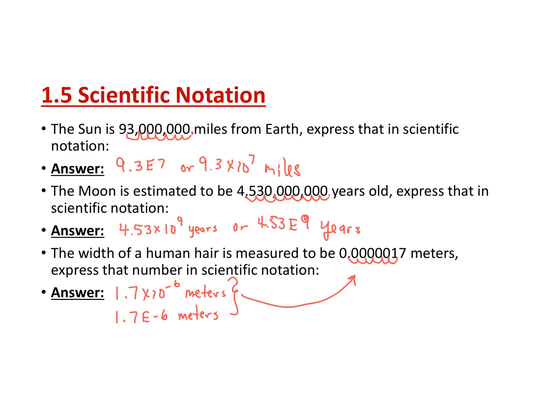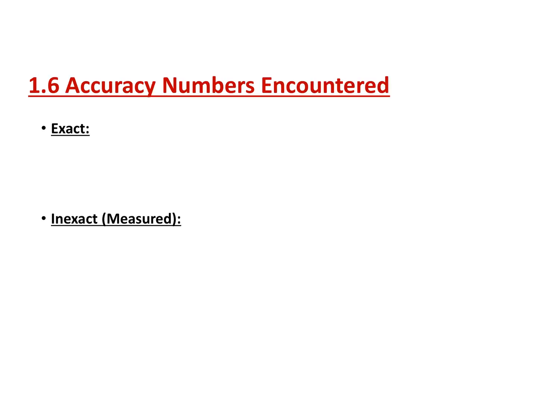Again, scientific notation is just our way of helping us write really big numbers and really small numbers in a much easier way to keep track of what we have. While we're taking measurements in chemistry, we're going to come across two different types of numbers. We're going to come across exact numbers and inexact numbers, or measured numbers. Exact numbers are defined or counted.